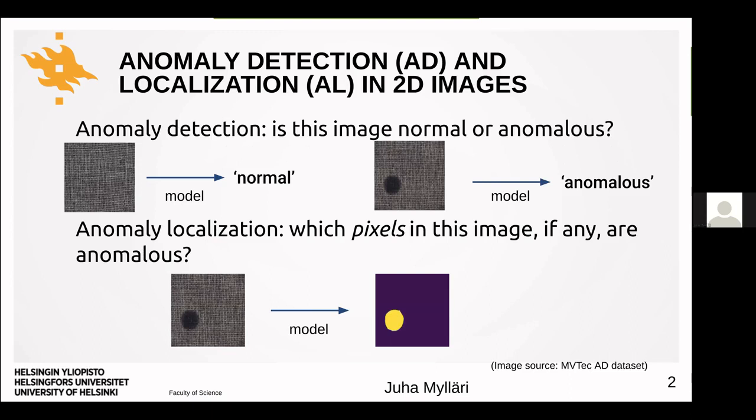Well, in anomaly detection, you'll be looking at an input image and you'll be trying to determine whether the image as a whole is normal or anomalous. If it's anomalous, this means that there's some sort of defect or something unexpected, something that we haven't seen before in the image. On the other hand, in anomaly localization, we'll be looking at the same image, but instead of trying to determine whether the image as a whole is normal or anomalous, we would want to segment the image into normal and anomalous parts.